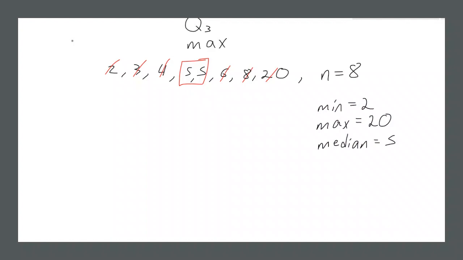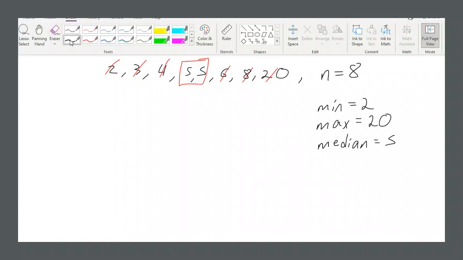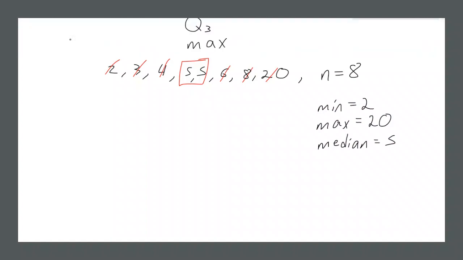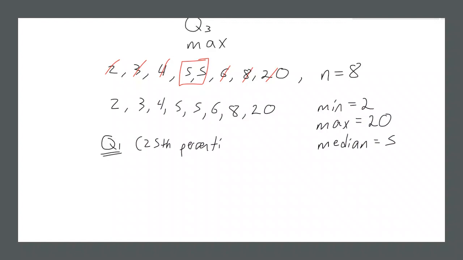Now we need to find the first and third quartile. So I'll rewrite the numbers here just so they're not crossed out, and then we will find the quartiles that we need to find. So the first quartile, also known as the 25th percentile, we find that just as we would find the percentile.